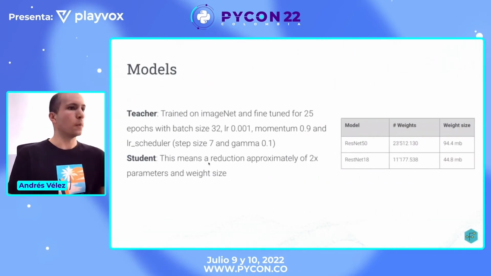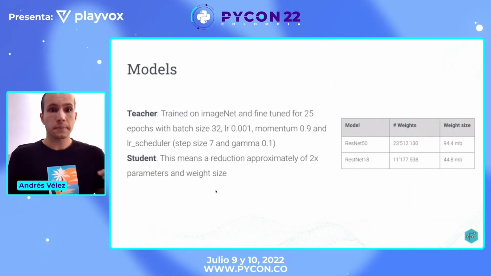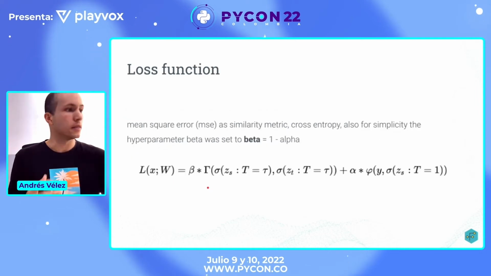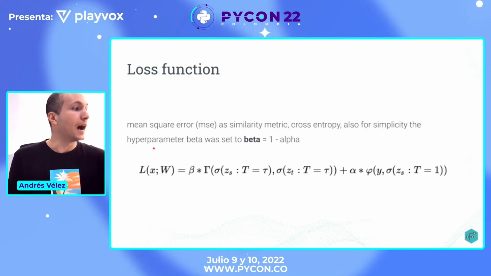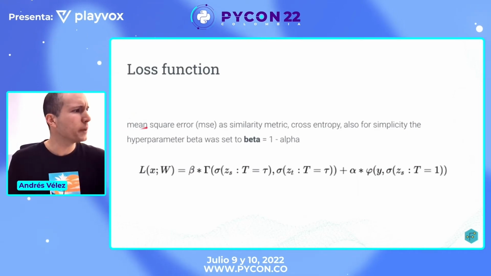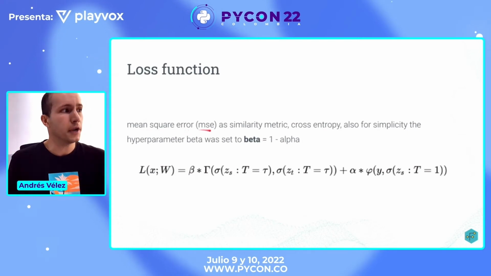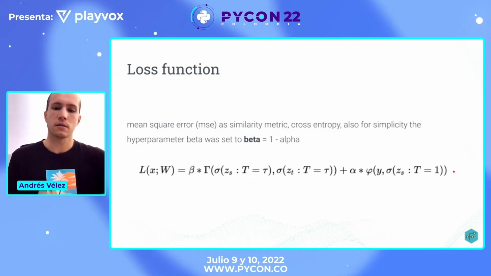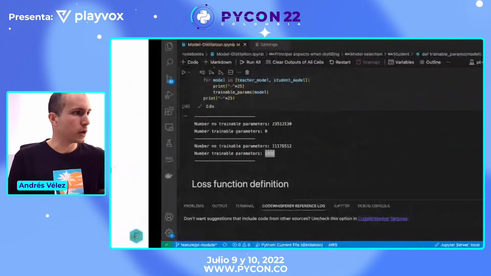Okay, so the next step when doing model distillation is to define the loss function. As we went through previously in the theoretical explanation, we use a combination of the mean square error and the cross entropy. So this is the mathematical formulation again, but how this formula will look in code, we are going to check.